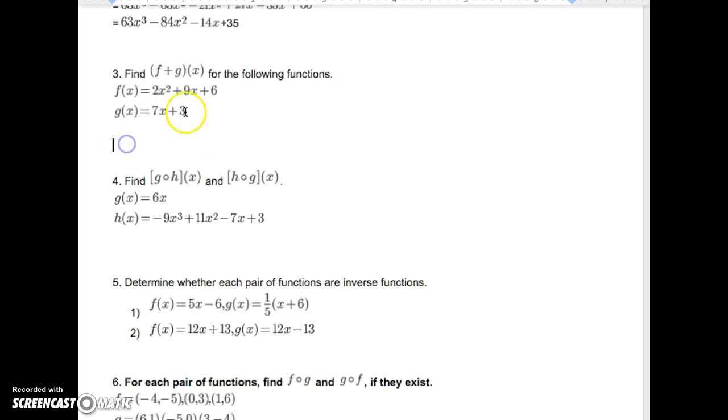For question 3, we're asked to find f plus g of x. We're just adding the two functions. So we're looking for all the x squared terms, and we only have 2x squared. That's the only x squared term.